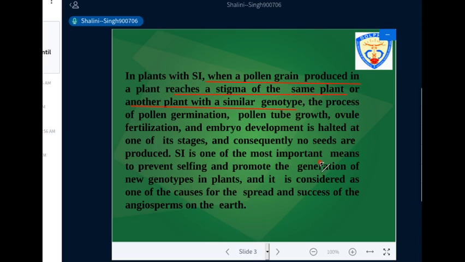Self-incompatibility is one of the most important means to prevent selfing. It helps us to prevent selfing and thereby promotes the generation of new genotypes in plants. It is considered as one of the causes for the spread and success of the angiosperms on this planet.